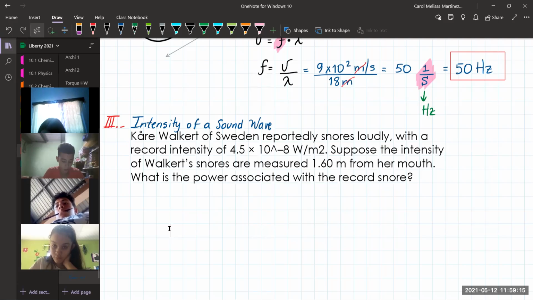So what do we know about her snores? It says that it has an intensity of 4.5 times 10 to the negative 8th power watts over square meters. And it says that suppose the intensity of Walker's snores are measured 1.6 meters from her mouth. So remember that for the sound intensity, we need the distance from the source. So this will be my other data for this problem. Now, I'm going to write my givens.